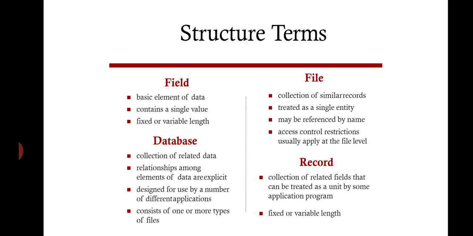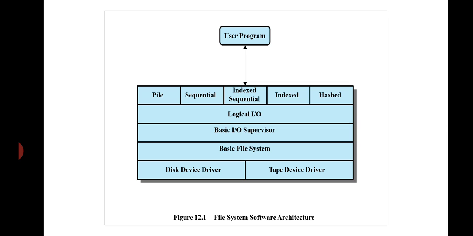That is the structural terms: field, record, file and database. Field means a single value. Record means related fields. A collection of the information of all employees is called a file. All organization information is called a database.